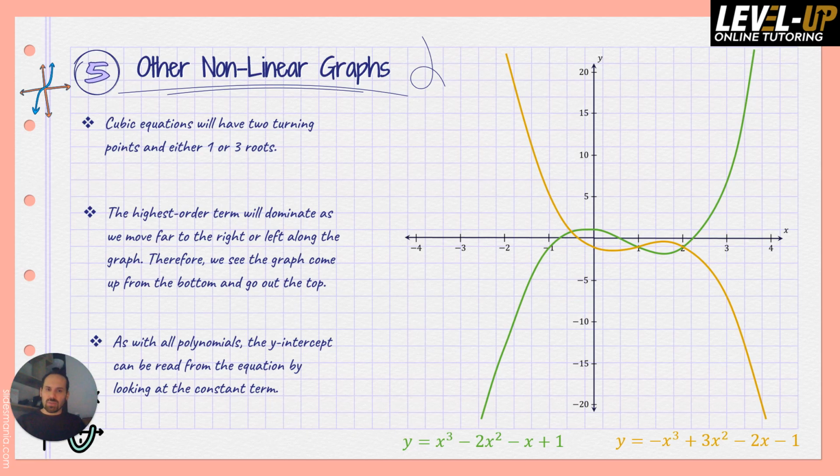And you can see with this one as well, this is an example of one that only has 1 root, because you see it only intersects the x-axis once. That second time it comes up, it doesn't actually quite hit it.